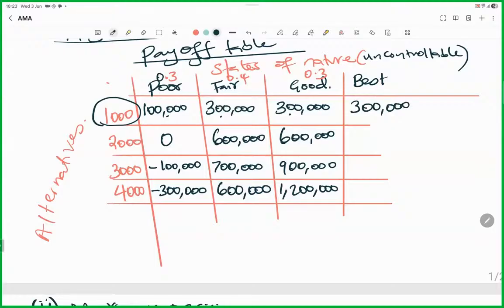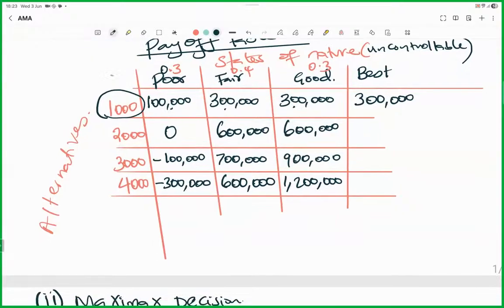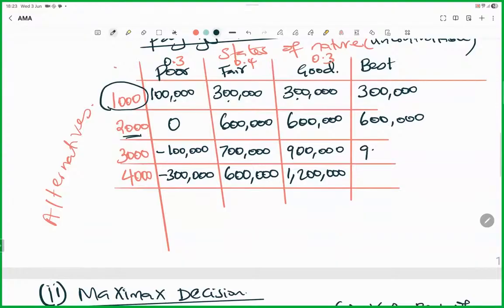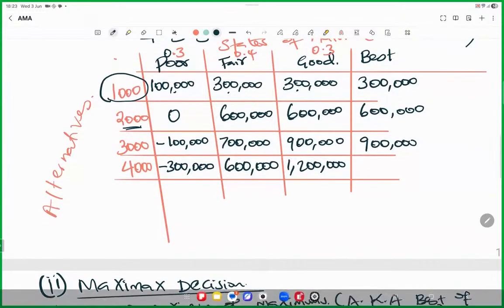So you go to each alternative, choosing the highest. Under this alternative of 2,000, what is the highest? The very highest is which one? 600,000. How about these 3,000? What is the highest? 900,000. How about 4,000? 1.2 million.